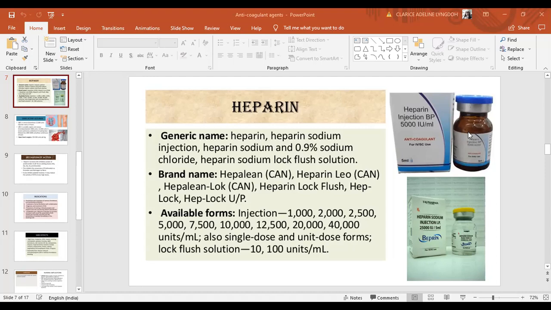So in that procedure also we use heparin lock flush. Why? So that there will be no blood clot. When you are taking the blood sample, there will be no clotting of the blood.